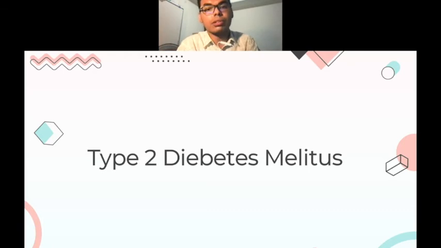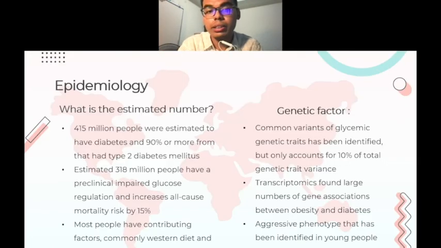And then we move on to type 2 diabetes mellitus. The epidemiology of type 2 diabetes mellitus: what is the estimated number? An estimated 450 million people have diabetes, and 90% or more of them have type 2 diabetes mellitus. An estimated 318 million people have preclinical impaired glucose regulation, which increases all-cause mortality risk by 15%.